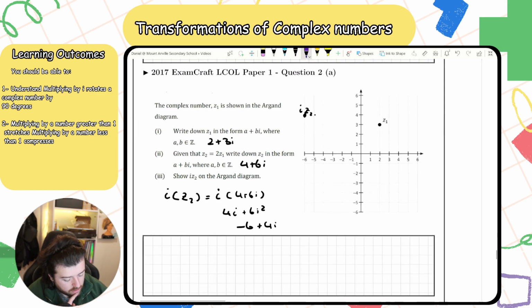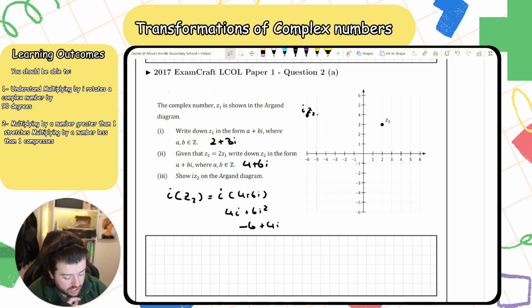Just to make a note of the transformation for z2: z2 is 2 times z1, so I am stretching it out by a factor of 2. This is going to go from here to here. I just stretched it out by the same distance there. And then just by observation, when we plot them together like this, it does make a 90-degree rotation counterclockwise.